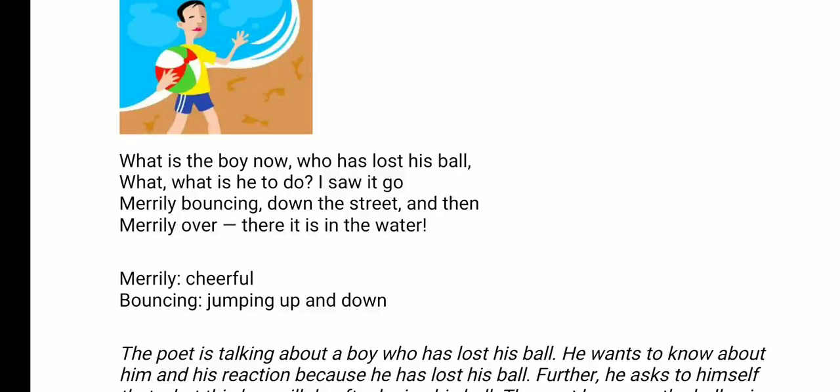You know the bouncing of the ball? Up and down the ball is jumping down the street, and then merrily, happily over the ball. There it is in the water. The ball went into the water. Merrily means cheerful. Bouncing means jumping up and down.